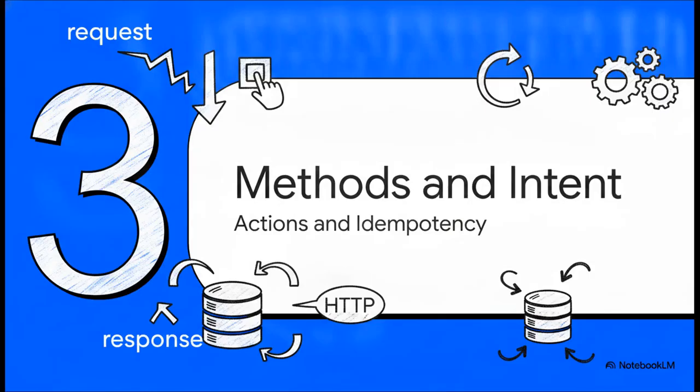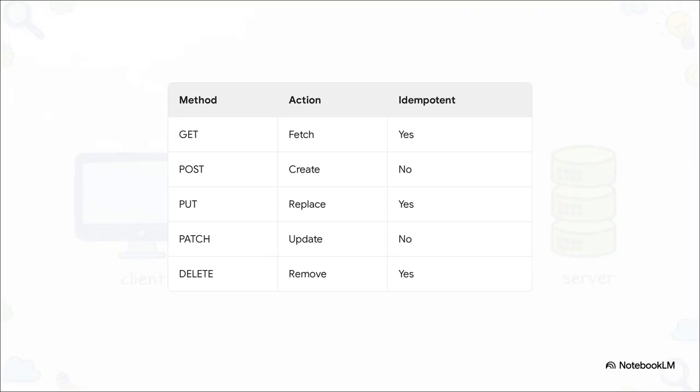Okay, part 3, methods and intent, actions and idempotency. Now think of this breakdown as a cheat sheet for our network intentions. We've got our standard methods: GET to fetch data, POST to create, PUT to completely replace a resource, PATCH to selectively append or update, and DELETE to remove. But the absolutely crucial distinction here is idempotency. Idempotent methods like GET, PUT, or DELETE are completely safe to repeat multiple times. You'll get the exact same outcome on the server. But non-idempotent methods like POST will create a brand new resource every single time you hit send.